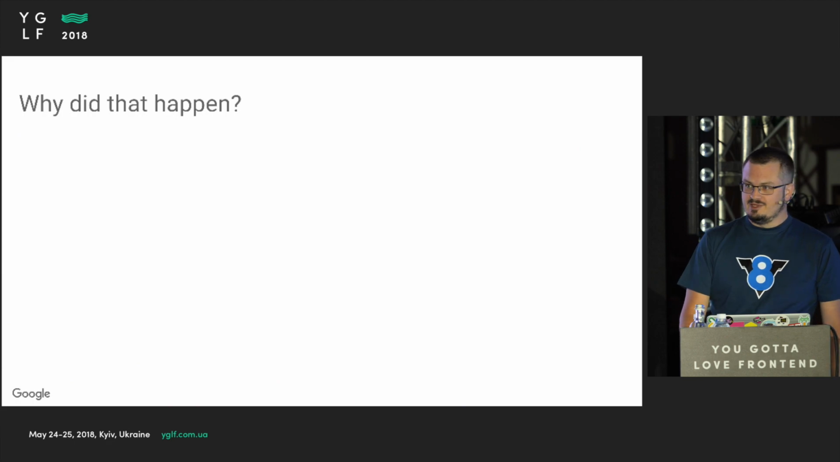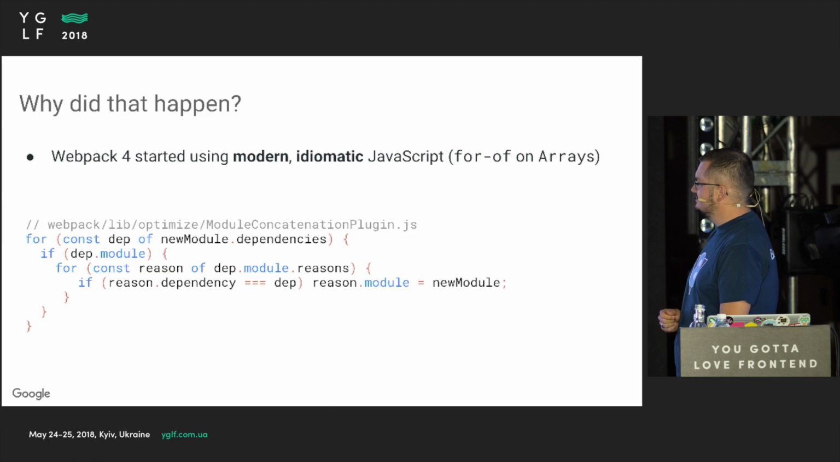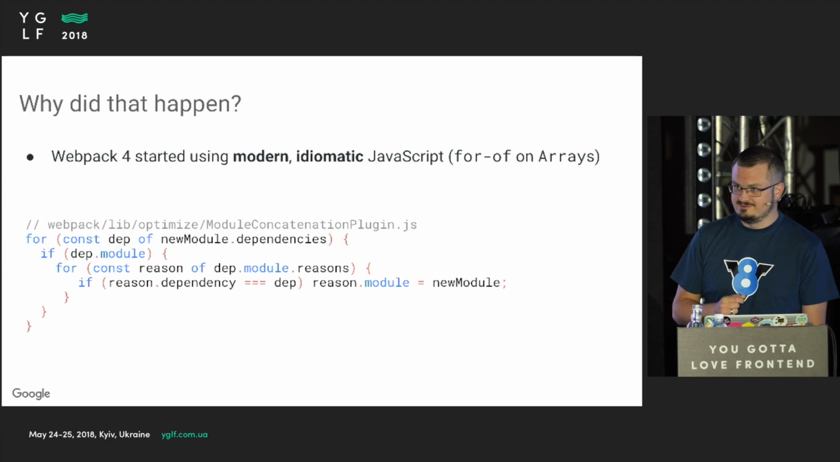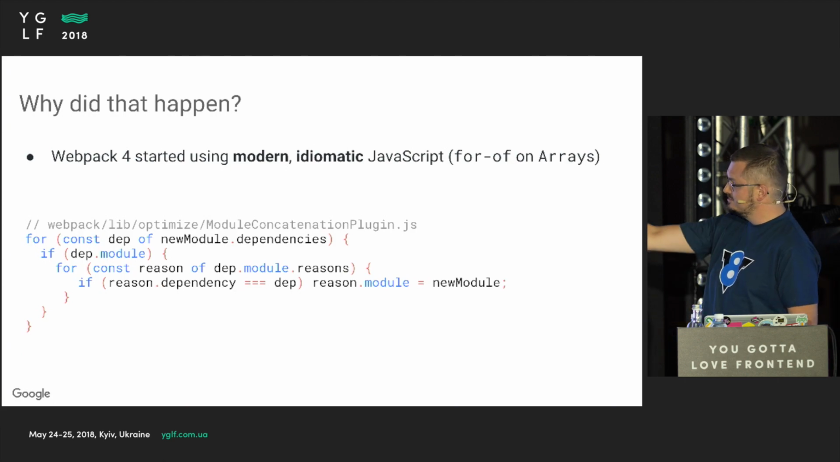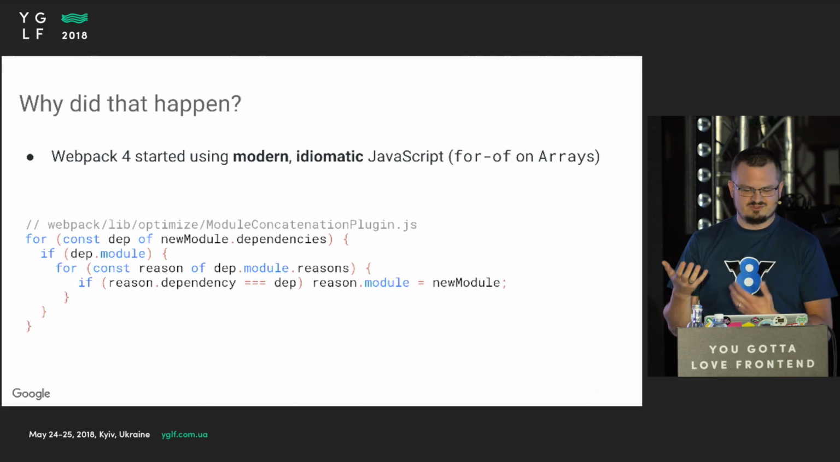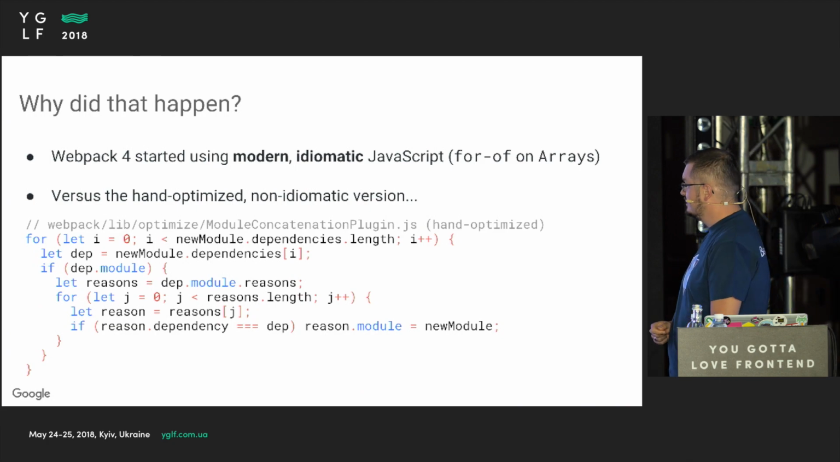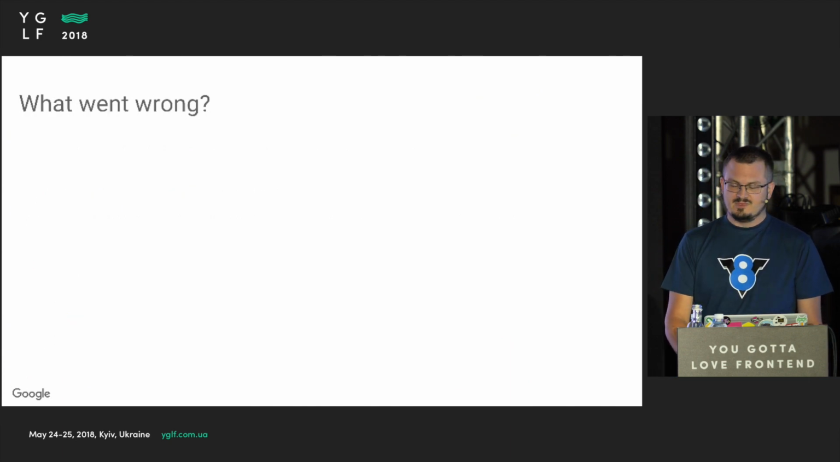So why did that happen, actually? They started using idiomatic JavaScript, modern idiomatic JavaScript in Webpack 4, which is great, so we encourage that. But something in here was not quite right. So this is the idiomatic version, pretty decent, right? So you have 2 nested for-of loops. Even if you don't understand how Webpack works, this code doesn't look complicated. And that was the hand-optimized code against which they benchmarked, and that looks not so nice anymore. And what went wrong here?